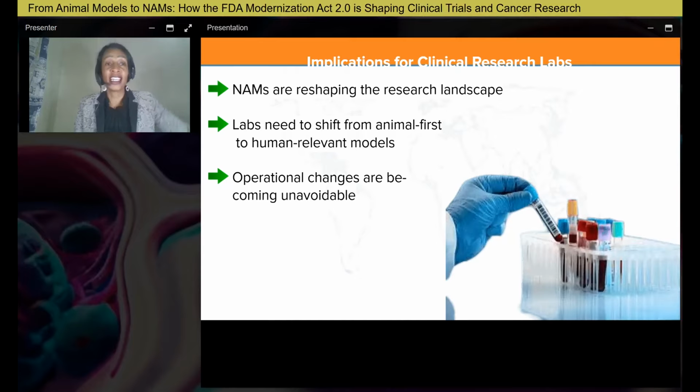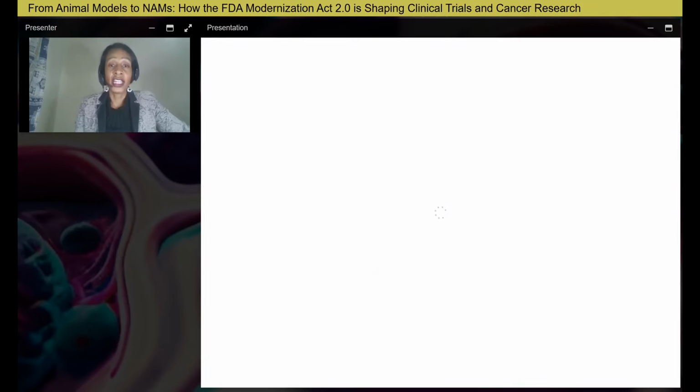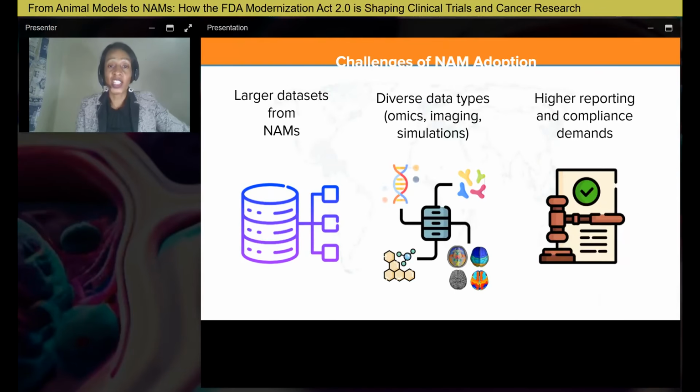And one thing is clear, that for labs, operational changes are going to become inevitable. So in the next session, we'll be looking at what these changes mean at the lab level, and then what labs can do to get ahead of these changes.